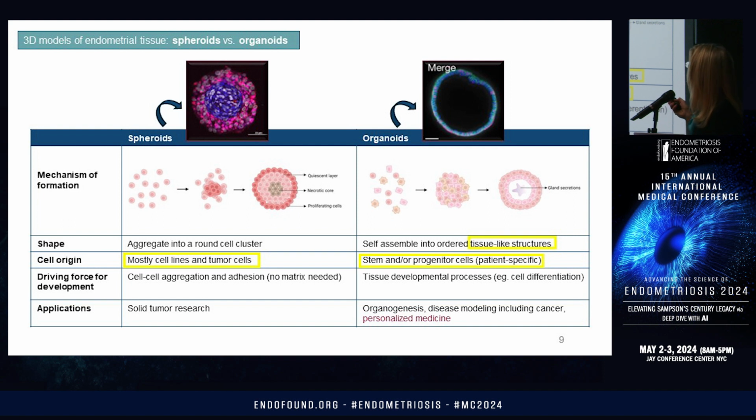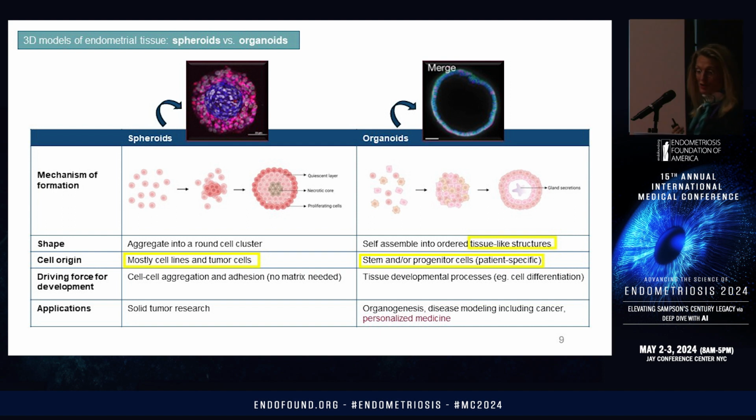Usually the cell origin to form organoids is stem cells or progenitor cells, specific from each patient, because if you have primary organoids, you start with a biopsy from the patient. The applications are organogenesis, disease modeling including cancer, and specifically personalized medicine, because if you have a biopsy from one patient with that type of cancer, you can in vitro put your different medications and know if that type of tumor will be sensitive for that medication or another one. So it's a very hot topic in toxicology.